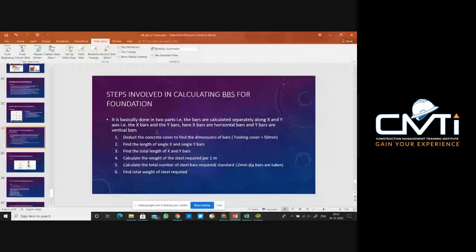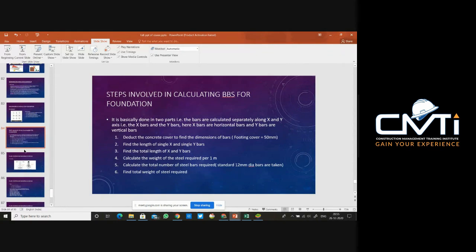That is, we have to first find out the length of a single bar in X and Y directions, that is, both the directions. We have to find the length. Then we have to find the total length, that is, what is the total length of the bar which would be required. Then we have to calculate the weight. Then total number of steel bars required. Then we can find the total weight of the steel required.